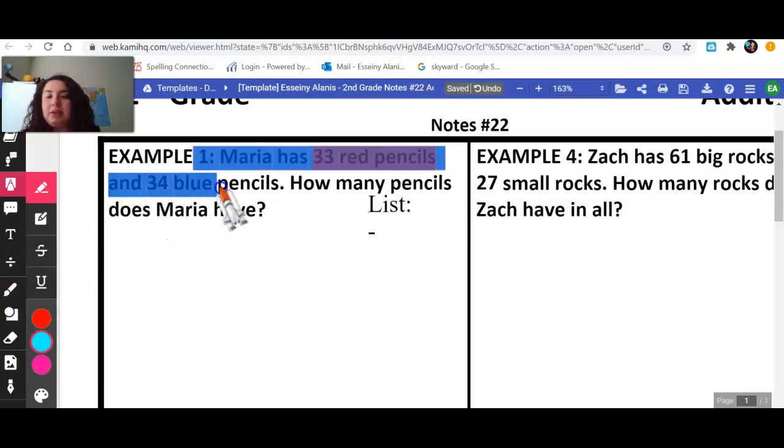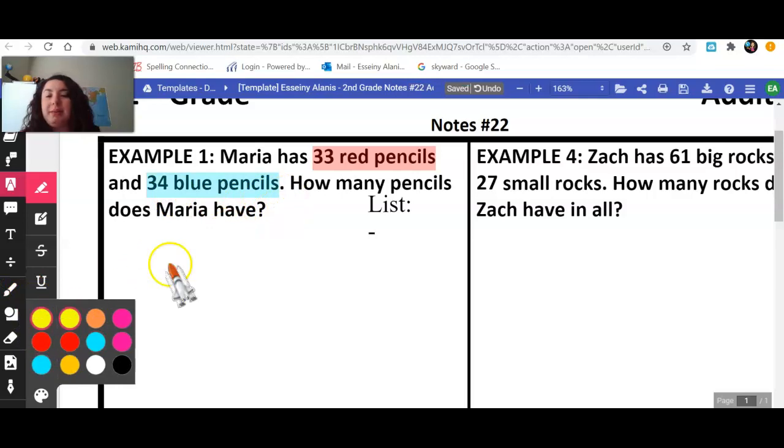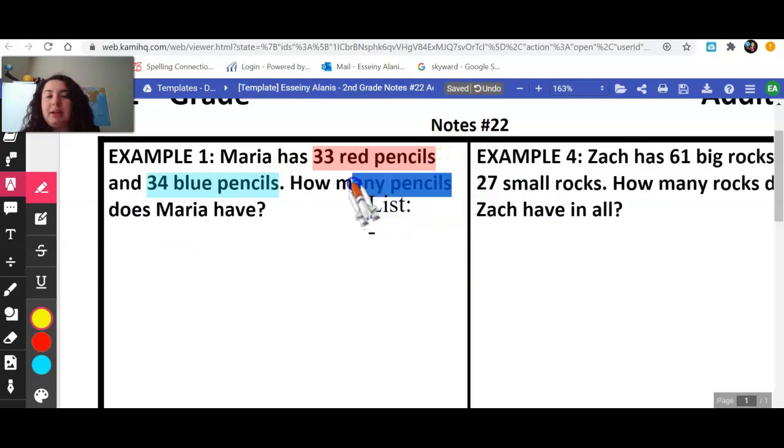And she has, oops, I need to press undo. And she has 34 blue pencils. The question is, how many pencils? So my question is, how many pencils?